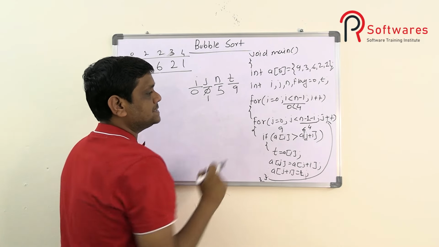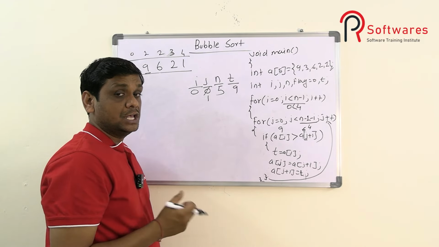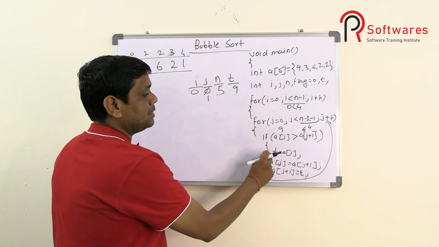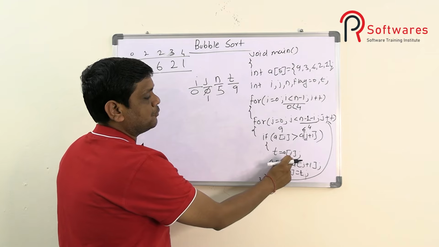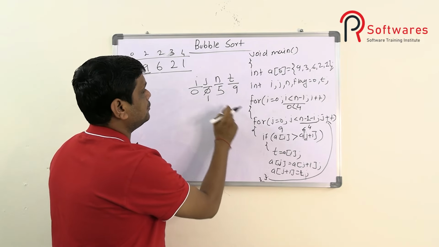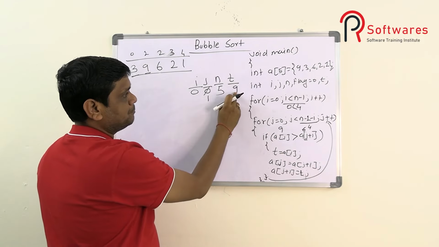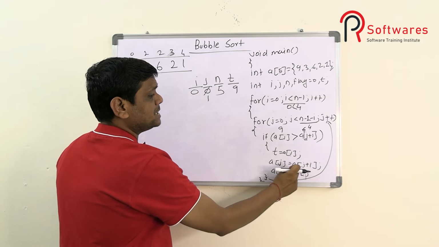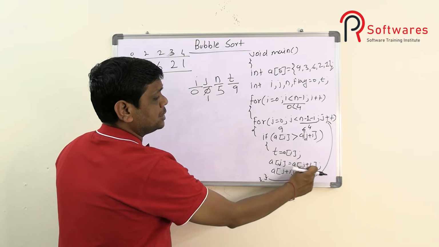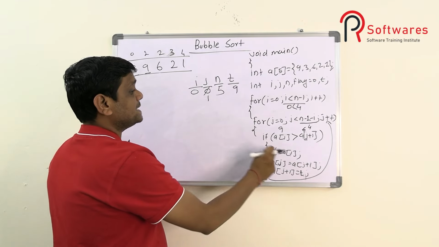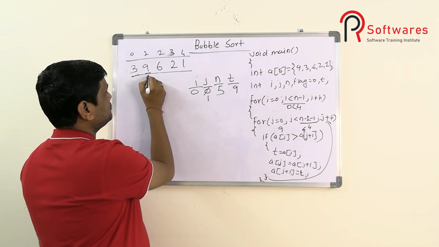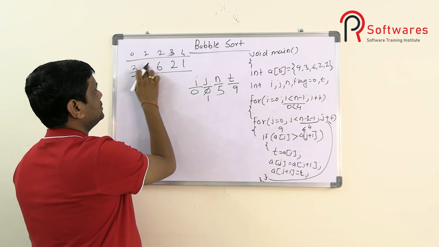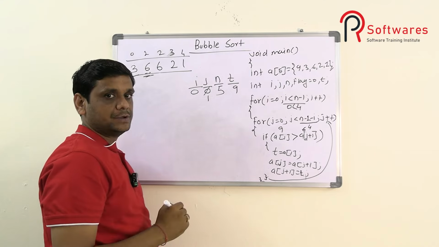So 9 greater than 6. Condition true. When the condition is true, swapping will get performed. How will it perform? Again, t is equal to a of 1 because the j value is 1. A of 1 is how much? 9. So 9 will be kept in t. A of j is equal to a of j plus 1. What is a of j? 1. So at this position, we should shift the 6 value because a of j plus 1 is 6. So this value got shifted.